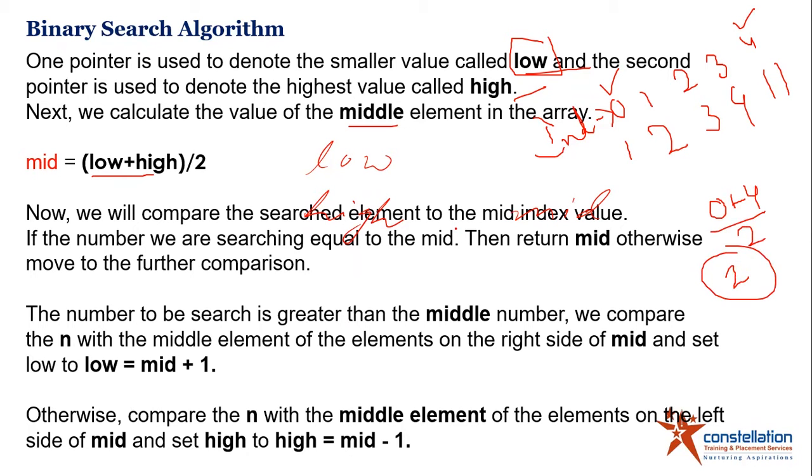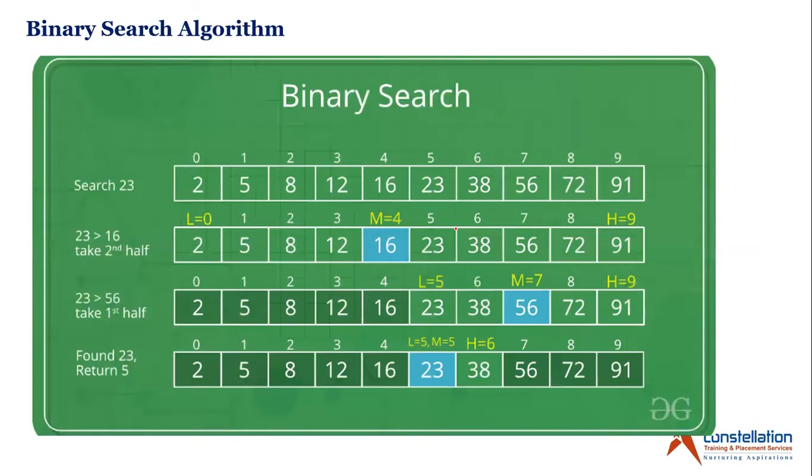Now what do we do after that? In order to understand that, let us look at this example. Here we already have an array or a list where the elements are already arranged in ascending order.